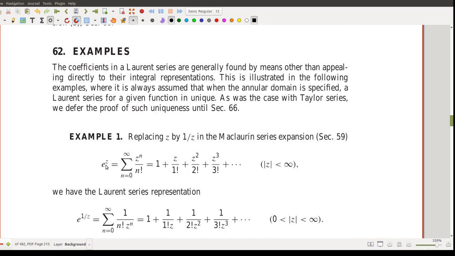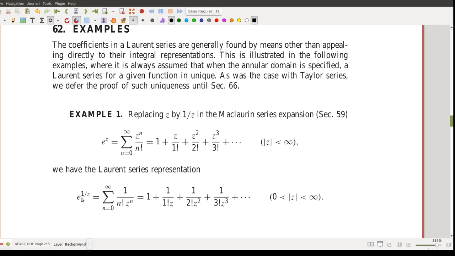We know that e^z is an analytic function, so you can easily expand e^z at z = 0 using Taylor series or Taylor's theorem. So the Taylor series expansion of e^z is equal to 1 plus z/1! plus z²/2! plus etc. The region of validity of this series expansion is the whole complex plane, that is |z| < infinity, because e^z is analytic everywhere in the complex plane.